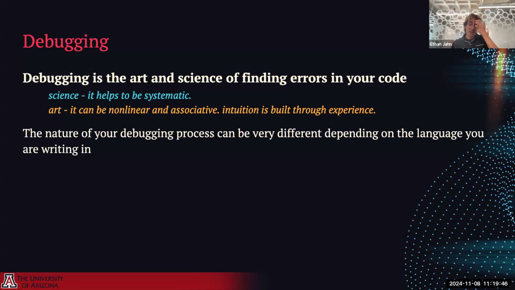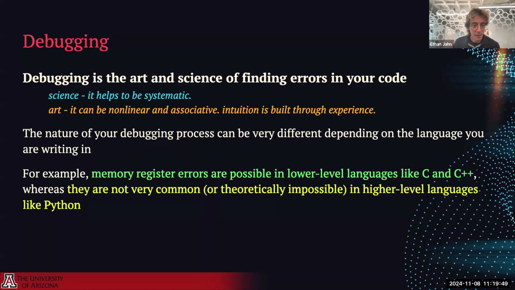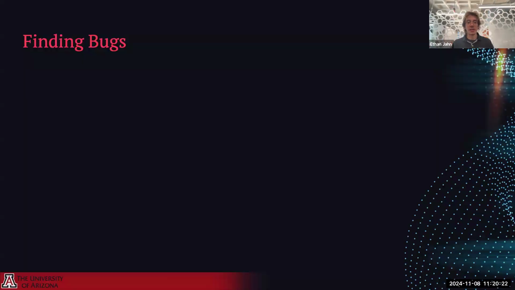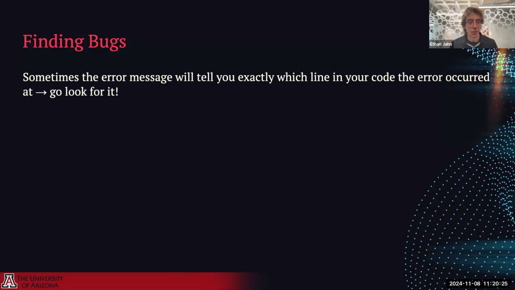The nature of your debugging process can be very different depending on the language you are writing in. And this is why we introduced the idea of levels earlier. A low-level language might have different types of errors that are common as opposed to a higher level language like Python. The types of errors that you're going to get when trying to run a Python script are going to be pretty different than the types of errors you're going to get when trying to compile and run a program in C. So that's important to be aware of as well. So finding bugs, how do we find them? That's really the question here.